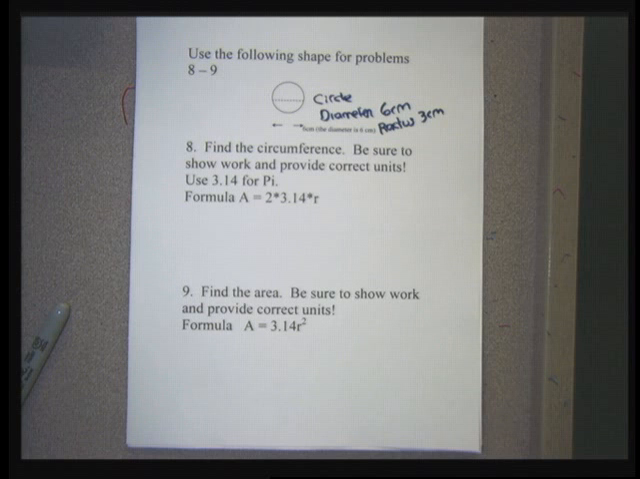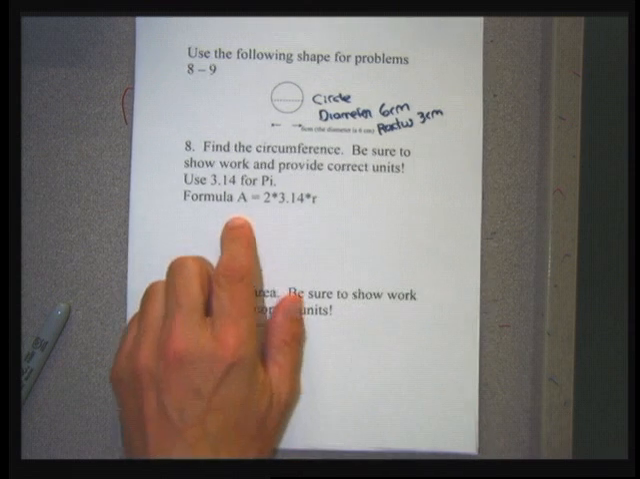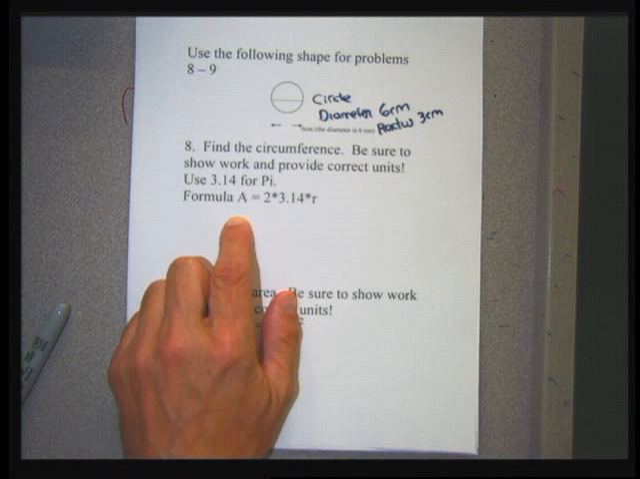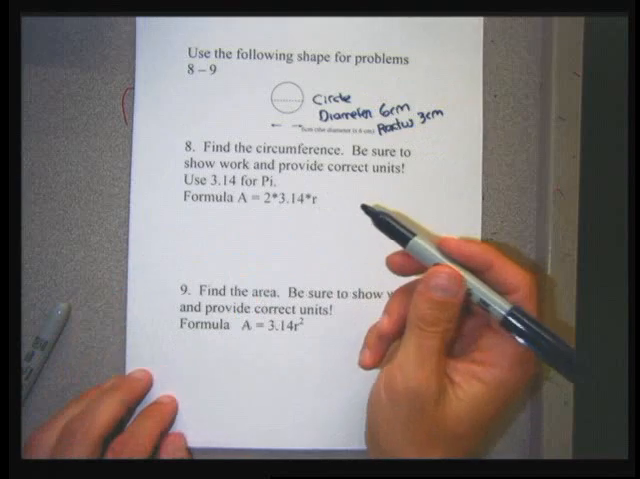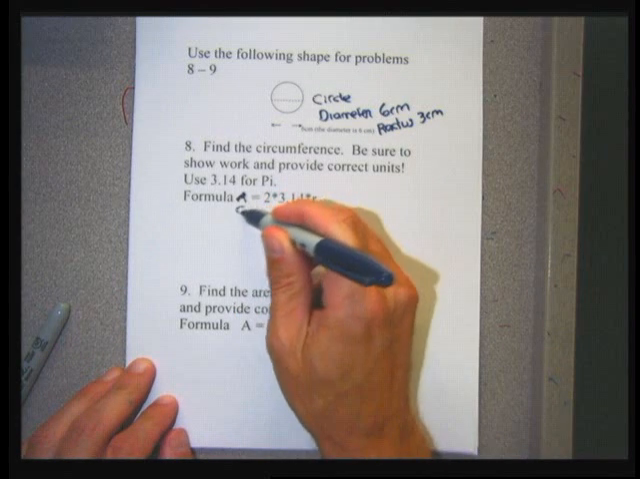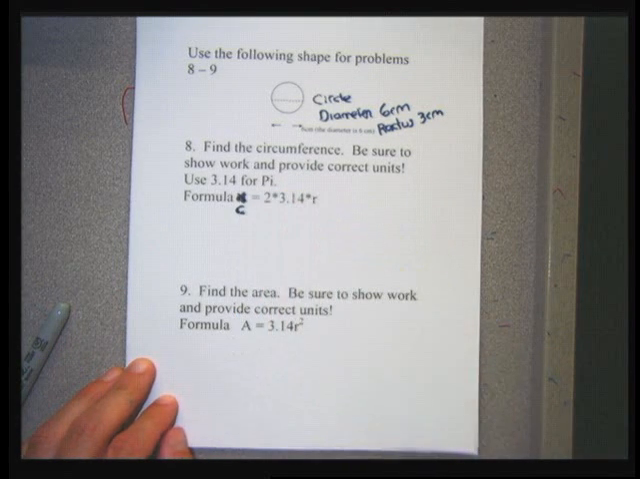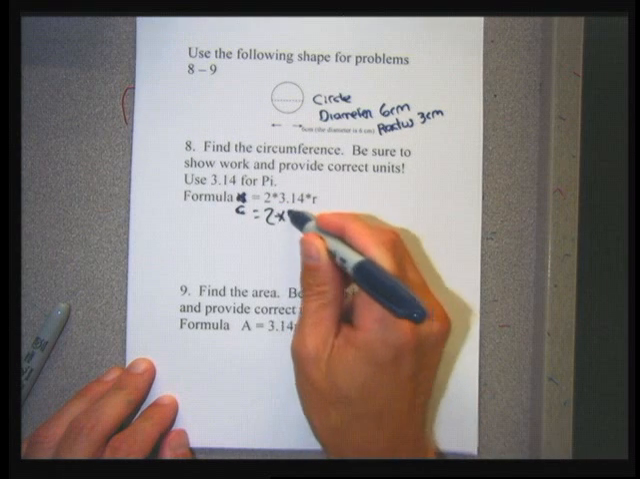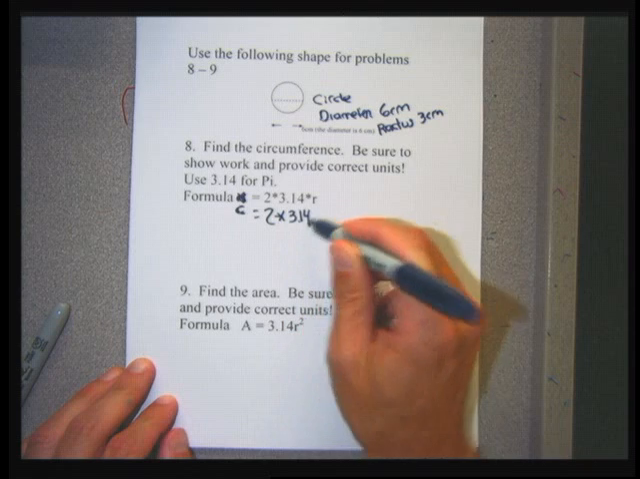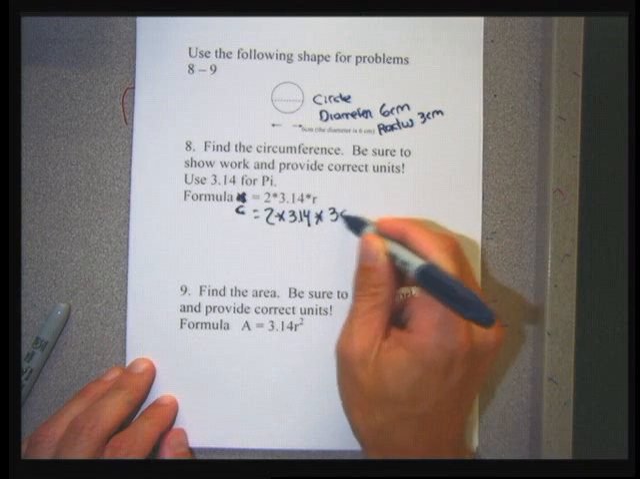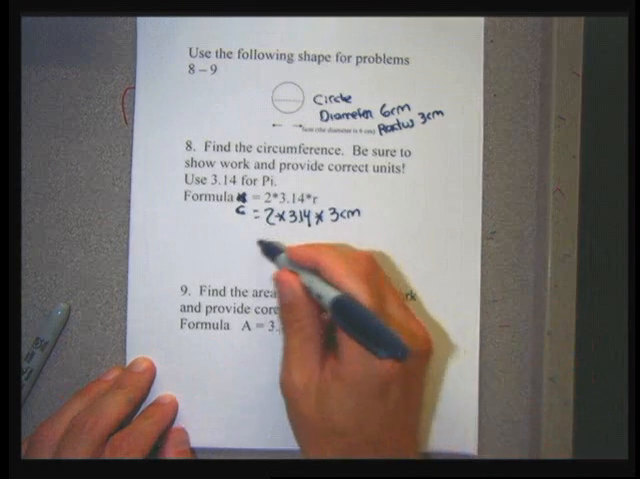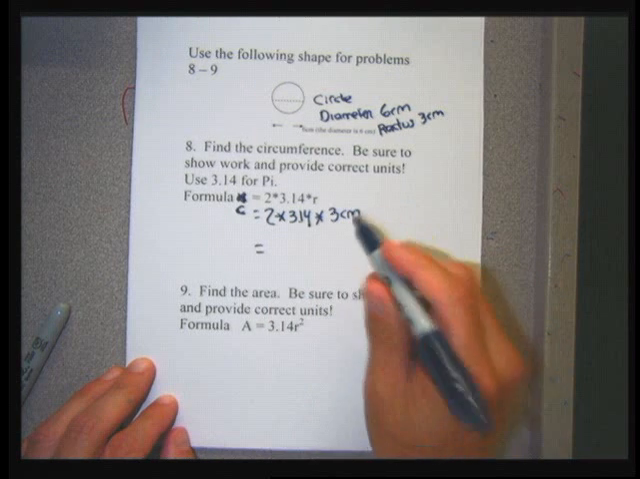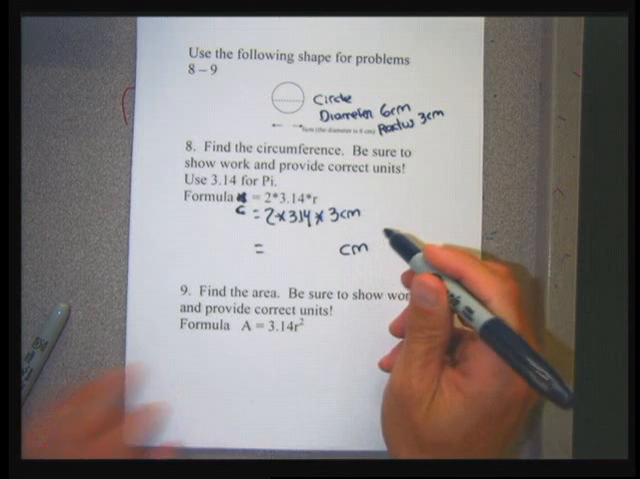Problem 8 wants me to find the circumference of the circle, and it wants me to write the units down. And I wrote the formula down that I was going to need because I wasn't sure if I was going to remember it. So the circumference formula, I should write a C here as opposed to an A. The circumference is 2 times pi, and for our test we're going to use 3.14 for pi, times the radius, and the radius is 3 centimeters. When I multiply these, there's only one unit, so I'm not going to get a square unit. I'm just going to get centimeters.